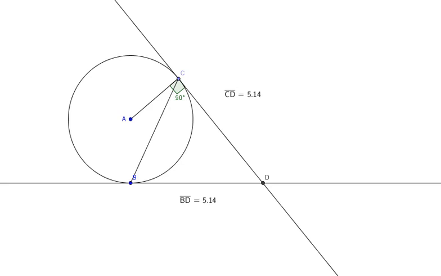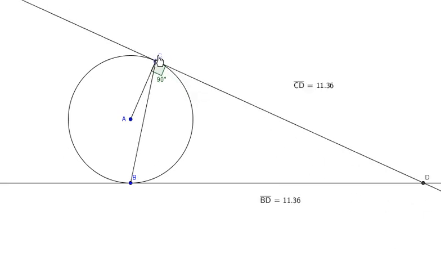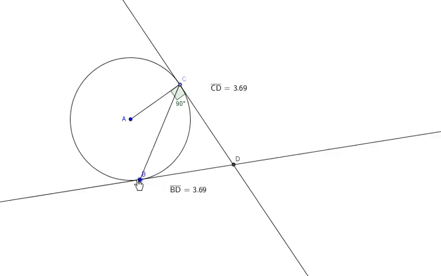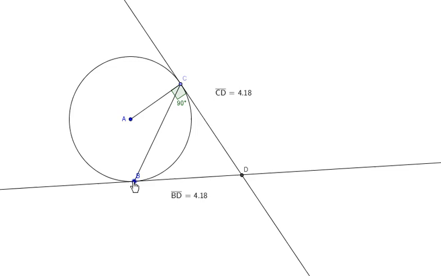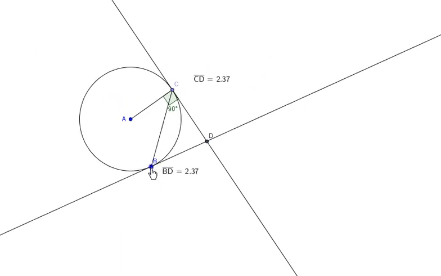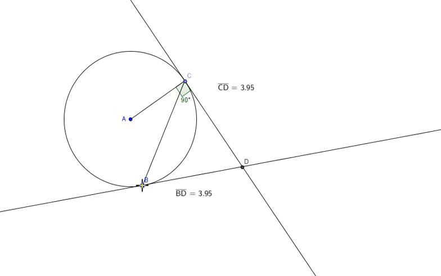Now I have two tangents. I have a tangent going through C, and I have a tangent going through B. I've got to be careful when I drag B around because it changes the size of my circle, which wouldn't be good. So there you go, I'll leave it about there. And I've got this point D that I've randomly fixed as the point where these two tangents meet.